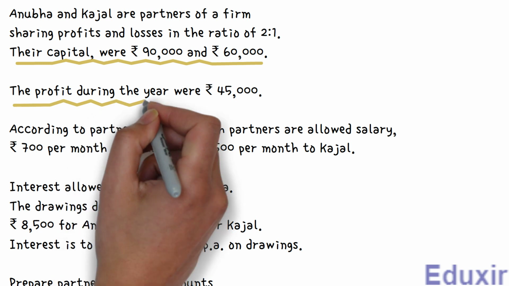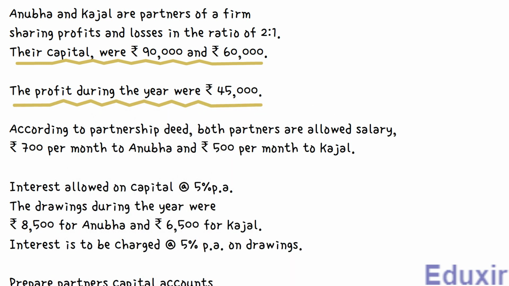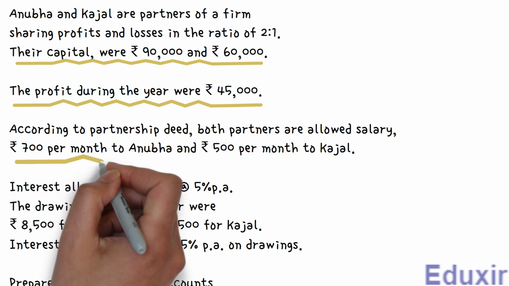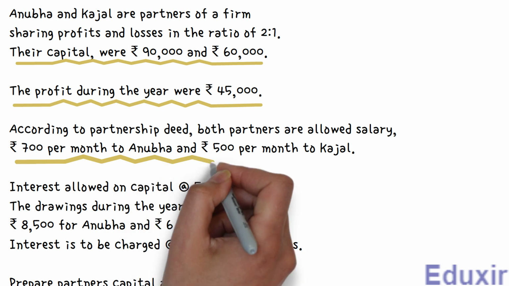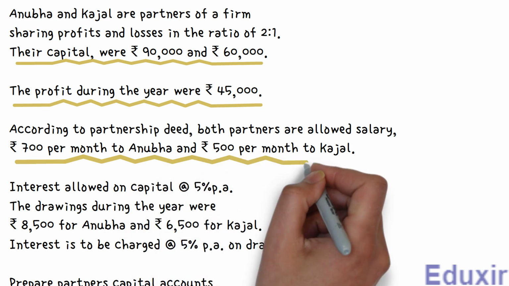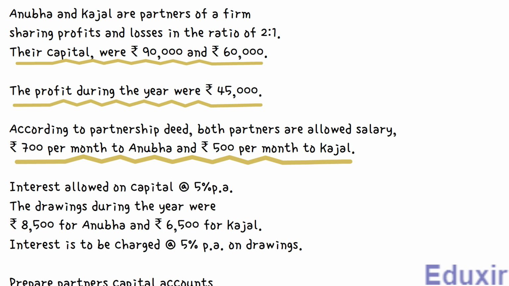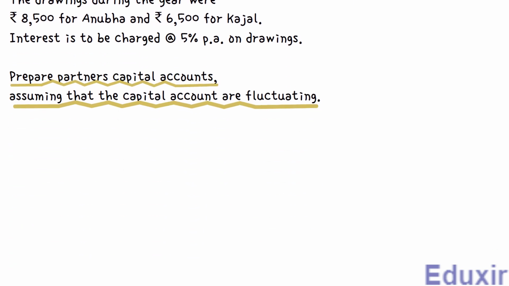The next statement in the problem is specifying about the profit. Let's handle the profit at the end. Let's proceed with the next transaction. The next statement is stating that the salary of the partner Anubha is 700 rupees per month and the salary of the partner Kajal is 500 rupees per month. Note here that it's not yearly salary, it is monthly salary. So let's proceed with the analysis of the salary in the working notes.